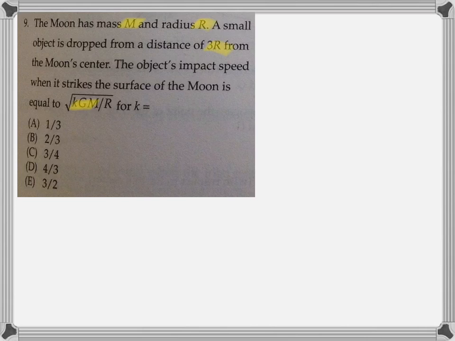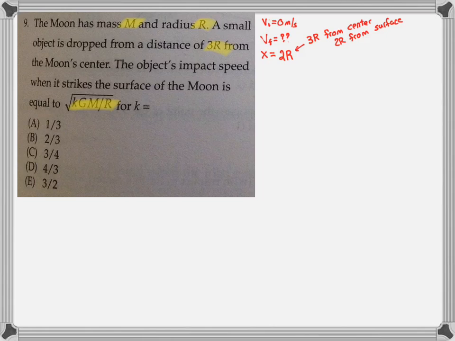Alright, if we look at what we initially have, we're assuming it's being dropped from rest. We want to find the final velocity. The total drop, because it's being dropped from a radius of 3R, but it's obviously not going to go to the center of the moon, so it's only going to fall a distance of 2R.